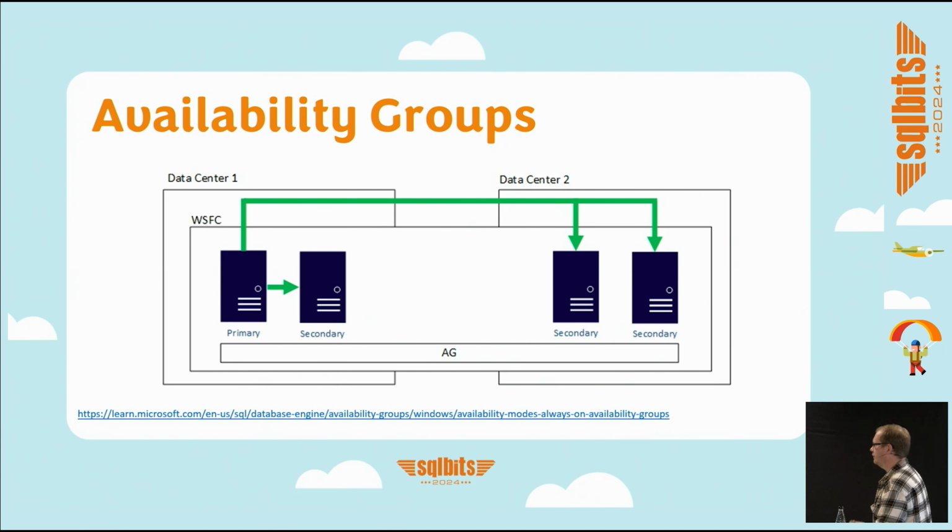Okay, so that's availability groups. One thing about availability groups is that all the nodes in the AG need to be part of the same cluster, which can be complex, stretching across geographically distant data centers.